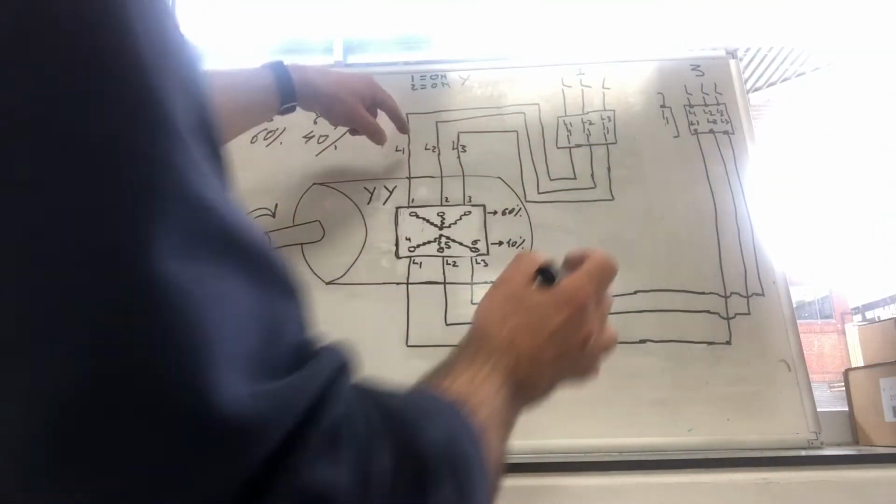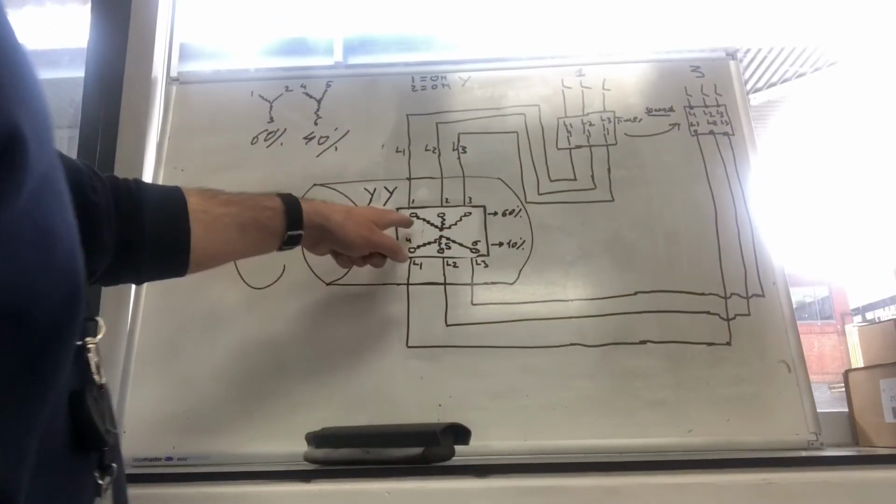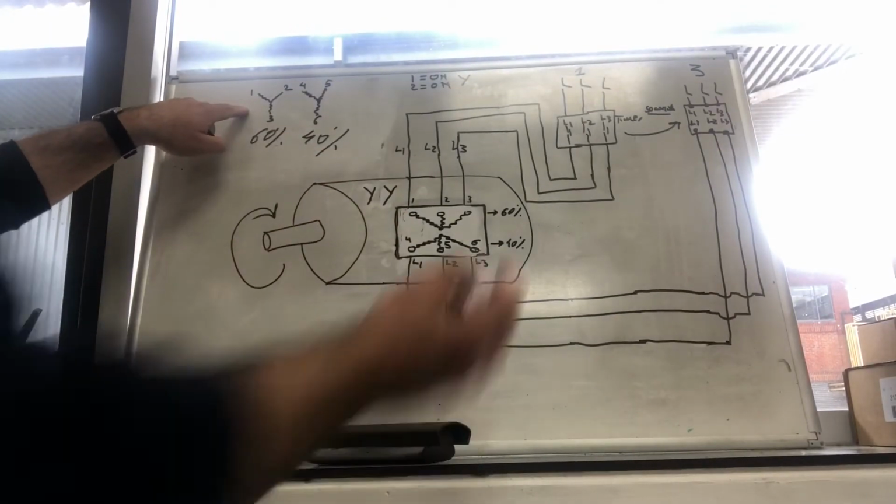So you start this, and this has got a timer which will activate the other one. So it's many seconds, yeah? Seconds later, you will activate the other one. So you start the first winding, the first contactor.